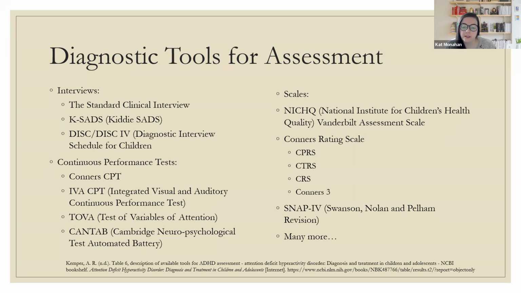Another rating scale is the Conners rating scale, and this is known as the CPRS, CTRS, CRS, or Conners 3, and it's a rating scale that assesses ADHD-related symptoms and behavioral and emotional symptoms. ADHD-related scales assess inattention, hyperactivity, impulsivity, learning problems, executive functioning, and DSM symptom scales, the ADHD Index, and the Conners Global Index.